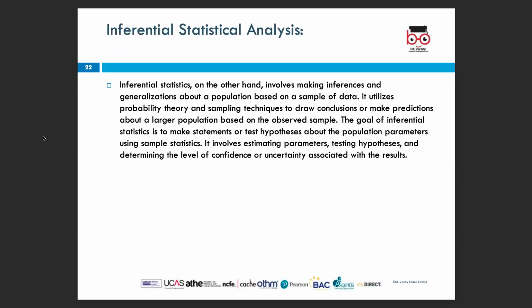And then we have inferential statistical analysis. What does that mean? Inferential statistics, on the other hand, involves making inferences and generalizations about the population based on a sample of data. We've looked at what a sample of data is in the previous slides. It utilizes probability theory and sampling techniques to draw conclusions or make predictions about a larger population based on the observed sample. The goal of inferential statistics is to make statements or test hypotheses about the population parameters using sample statistics. It involves estimating parameters, testing hypotheses, and determining the level of confidence or certainty associated with the results.